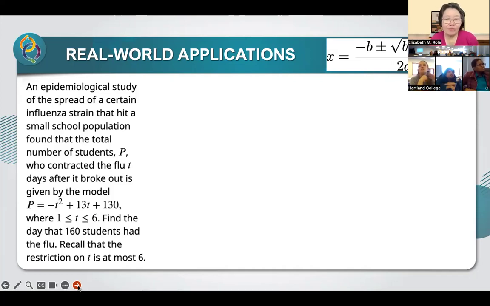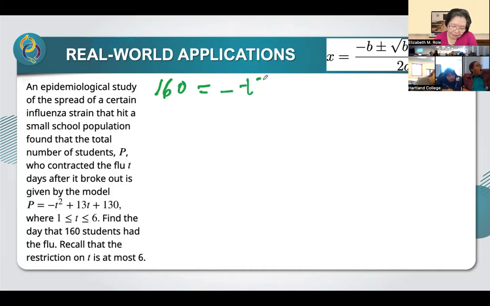So we'll have to make our quadratic equation. Our P is 160, equals minus T squared plus 13T plus 130. Simplify this, make it a quadratic equation, and solve for T. Okay, do that.